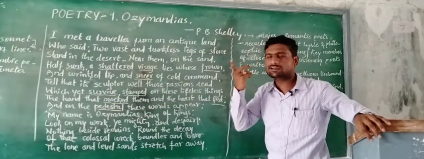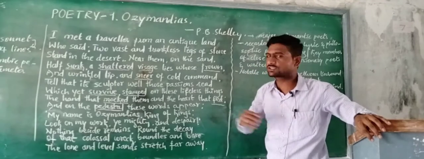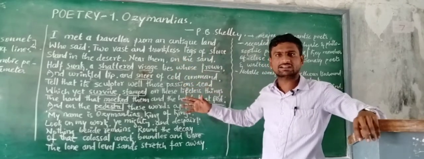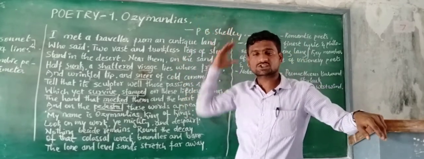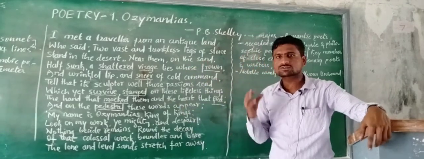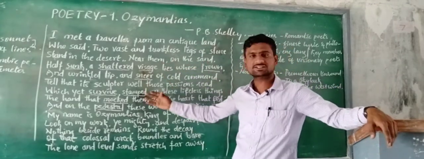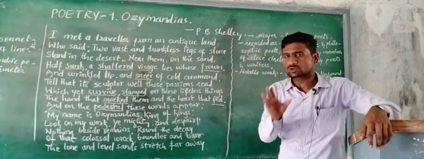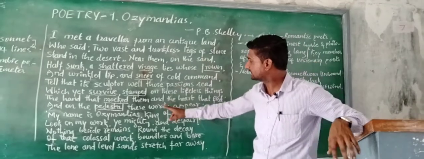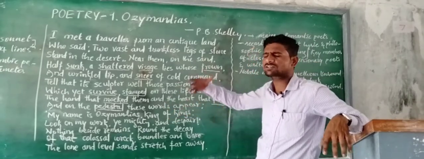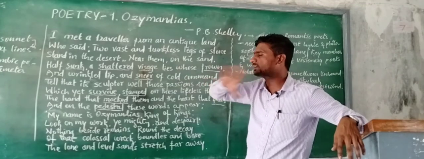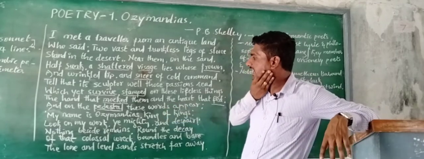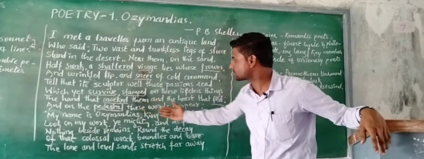that means the hand of the sculptor, the hand of the creator that mocked them. So the irony we are going to see is how powerful the king was in his time, and those qualities are reflected in the statue. The hand of that sculptor is very powerful to capture all those qualities in the statue. And the heart that fed, the heart of that sculptor, is filled with all those qualities of that Ozymandias king. Okay, see, and on the pedestal these words appear.